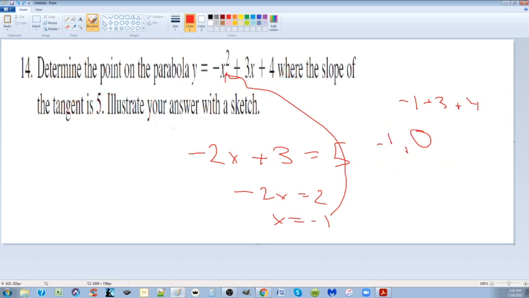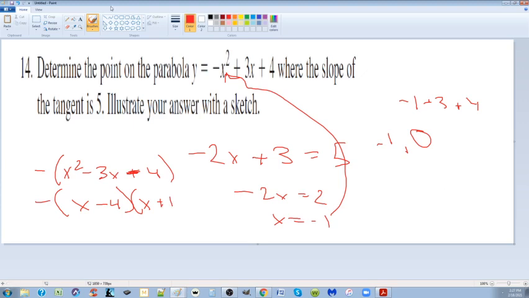Illustrate your answer with a sketch. You're looking at a downward facing parabola. If I take the minus out of it, I get x squared minus 3x minus 4. Sorry, minus 4. And I believe that comes out as x minus 4, x plus 1, all with a minus.